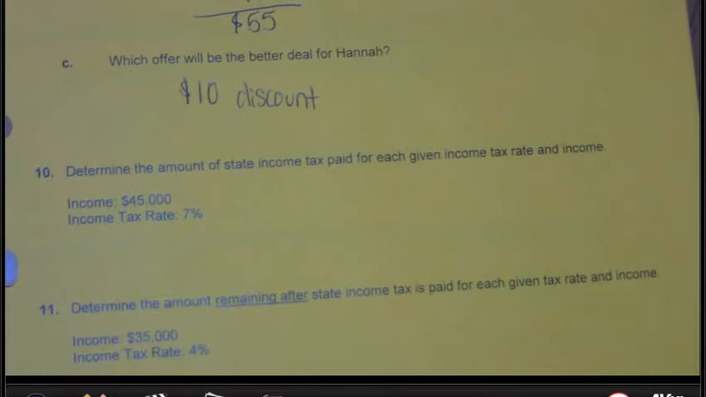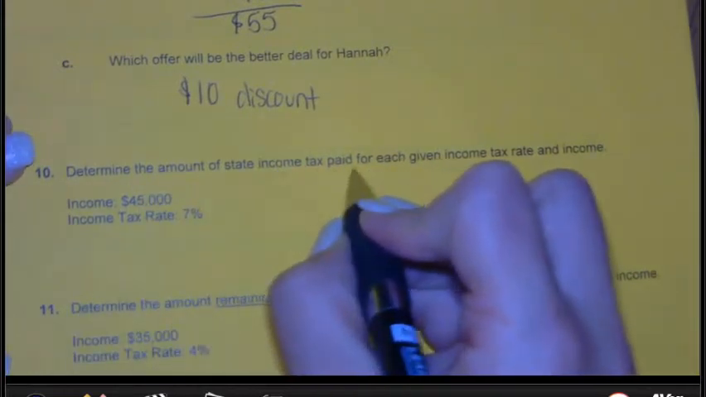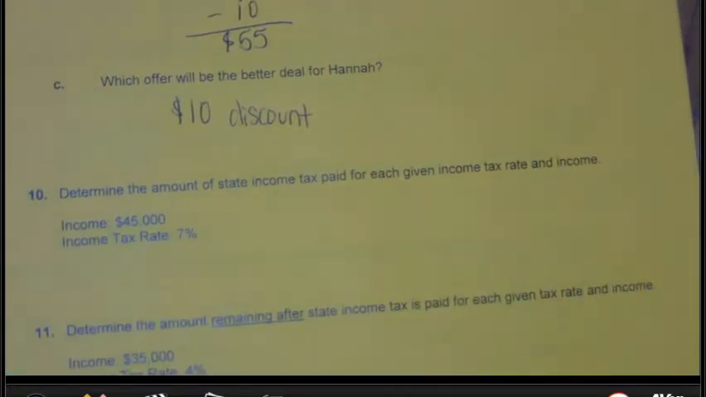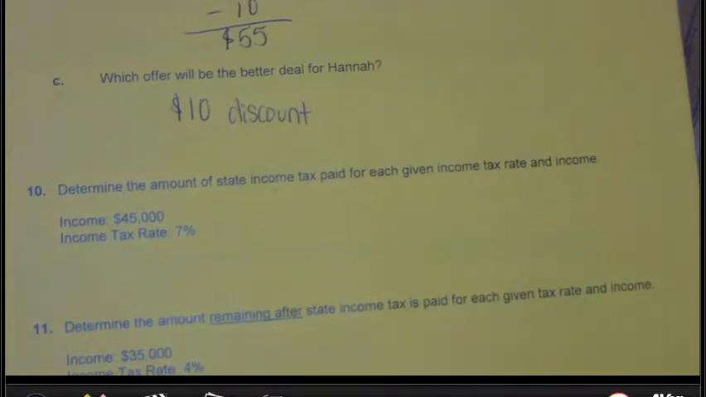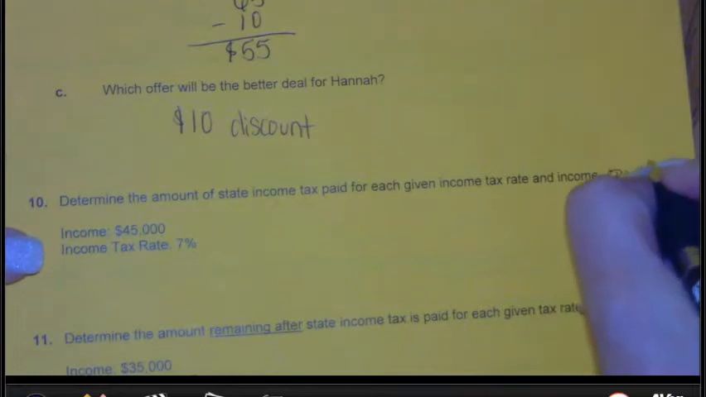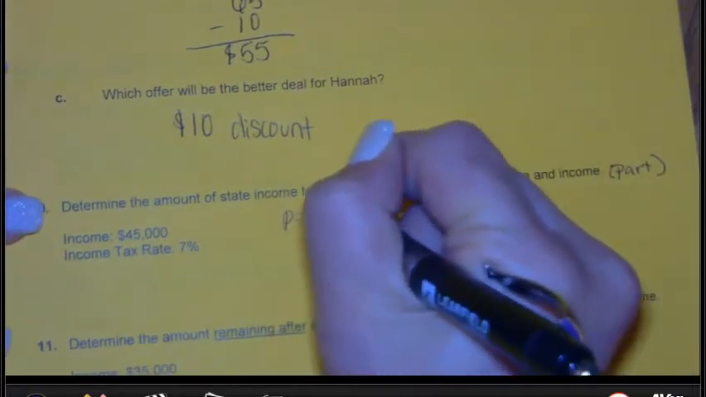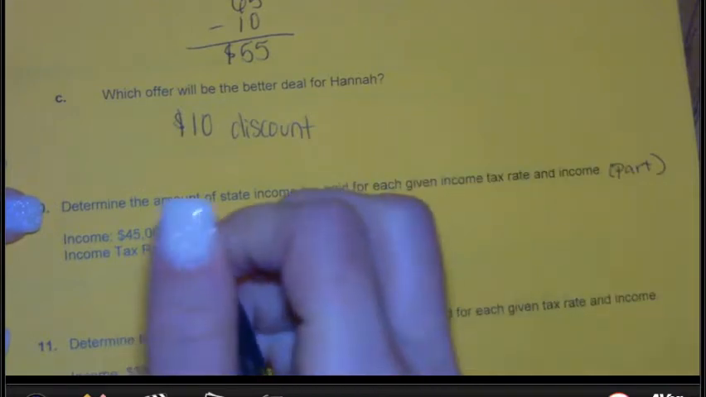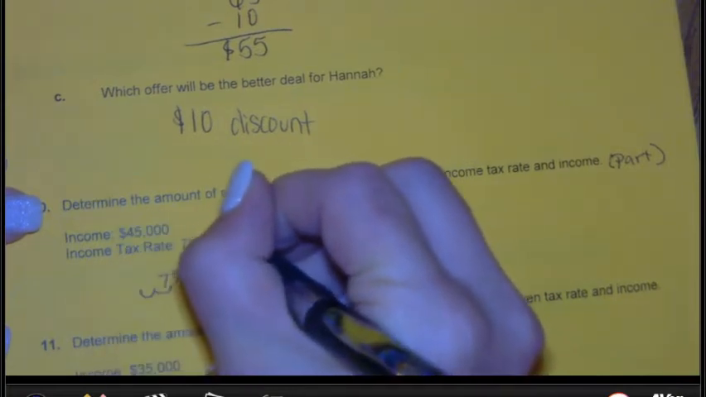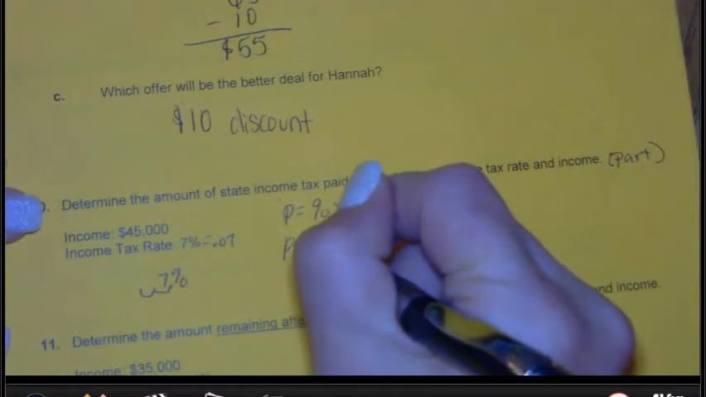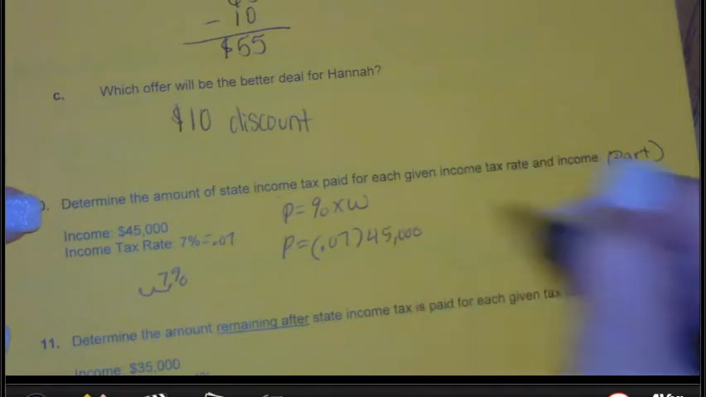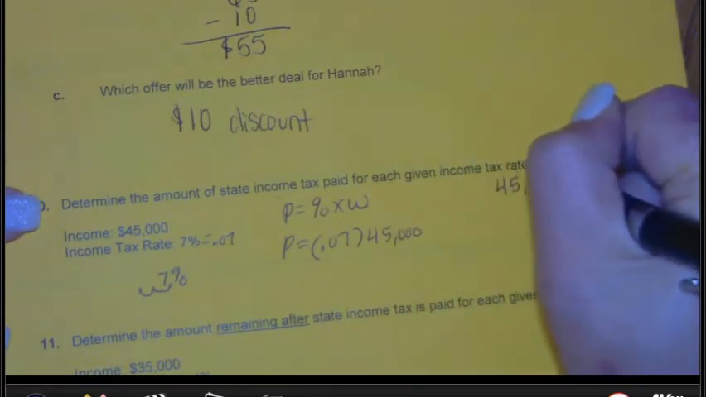All right. Number 10, determine the amount of sales income tax paid for each given income tax rate and income. All right, meaning I want to know how much in taxes am I going to pay on $45,000. So I am finding the part. All right, so part is equal to percent times the whole. Well, 7%, remember, I moved my decimal 2 times to the left, is really 0.07. So part is equal to 0.07 times my total of $45,000. So let's go ahead and do that now.